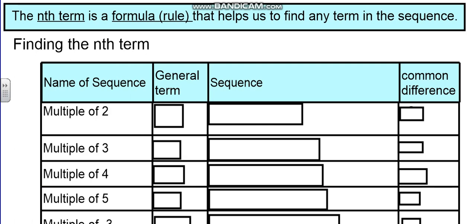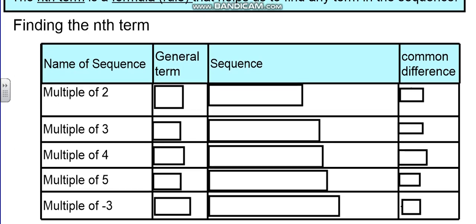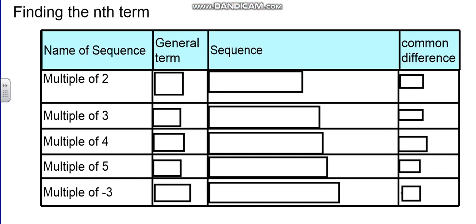So we're going to start with the simplest sequences. What you need to do is copy this table into your books. You will need 6 rows and 4 columns. So what I suggest you do is just pause and get that table in your books and labelled up. So when you've got that in your books, the first sequence we're looking at are multiples of 2.